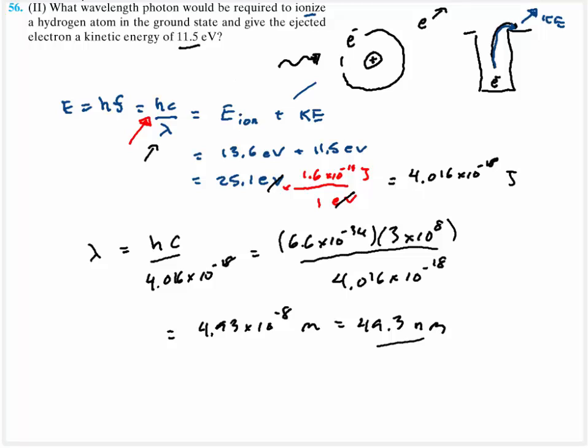Now, the key thing to this one is to look for this word ionize, which says we're going to knock this electron totally away from this positive charge, and so we're going to knock the electron out of the well. If it said that it excited it from the ground state to the first excited state, then we'd say, okay, ground state, first excited state, that's going to be the energy that it takes.